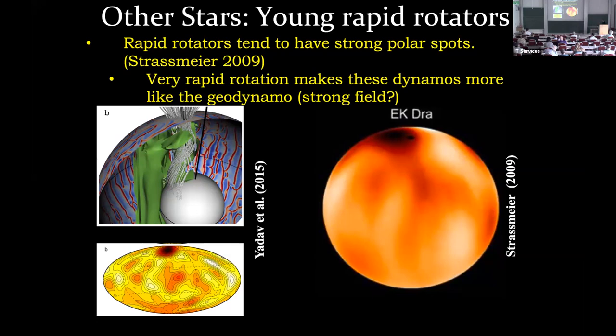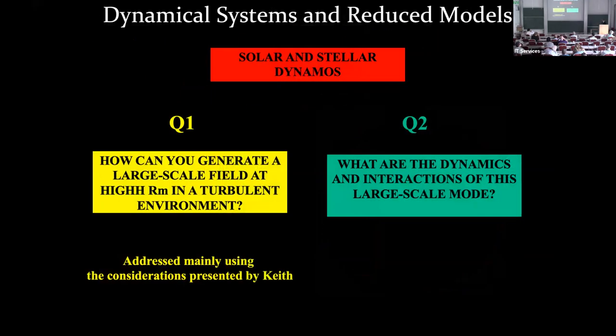Rapid rotators tend to have strong polar spots. So this is an observation. And very rapid rotation, I would say, makes these dynamos more like the geodynamo. So maybe they're examples of strong field dynamos. Here's a recent simulation of a rapidly rotating star. You can see at least some things are aligning with the rotation axis, and we have strong polar spots which are formed. So perhaps these are more like the geodynamo type system.